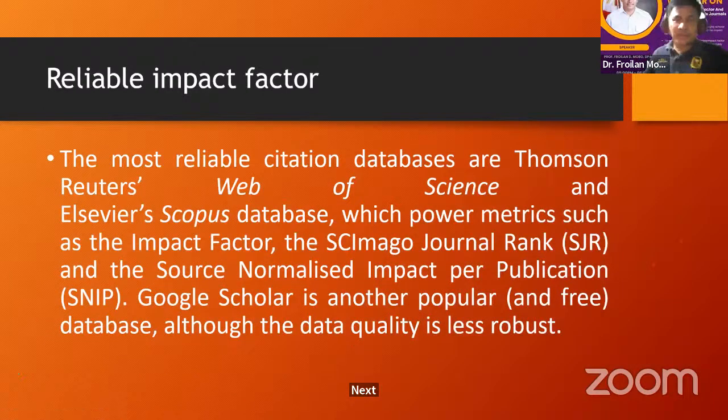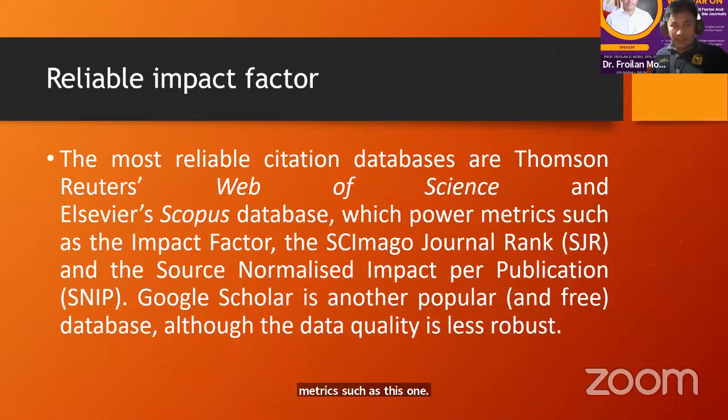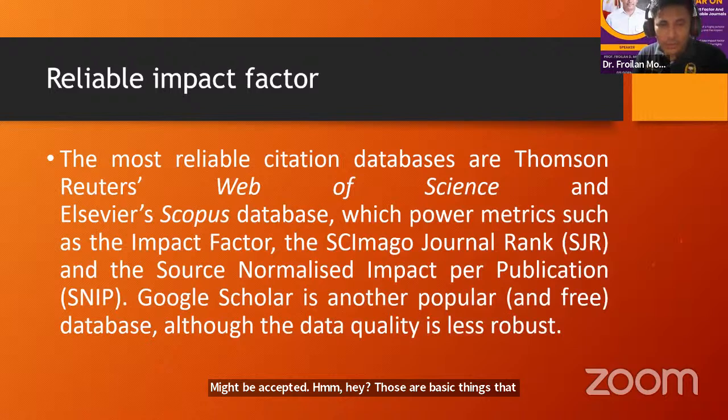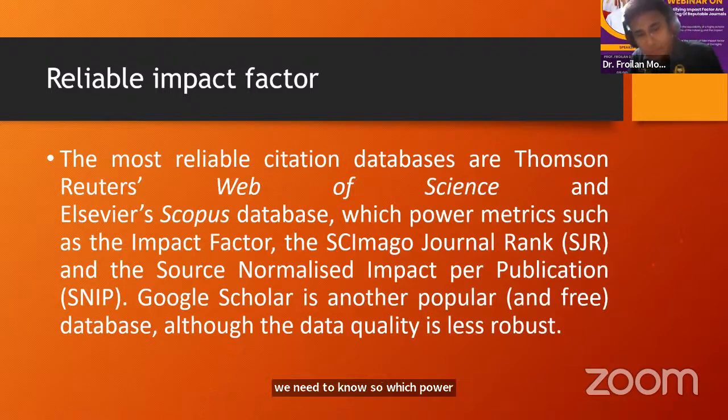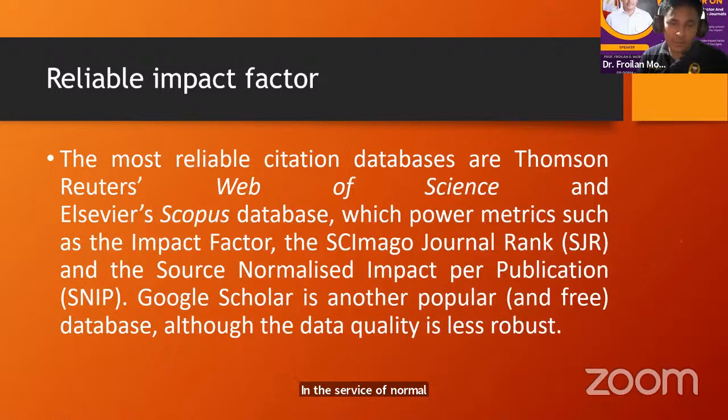Reliable impact factor samples are those from Thomson Reuters or Elsevier's Scopus database, which power metrics such as the impact factor, the Scimago Journal Rank or SJR, and the Source Normalized Impact per Paper. Those are basic things that we need to know. Again, it's a case-to-case basis.